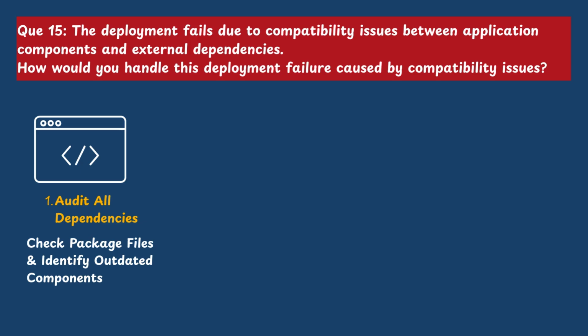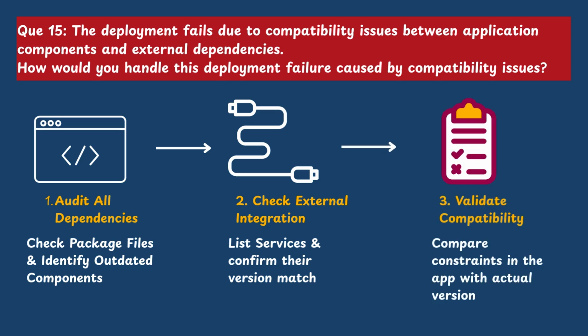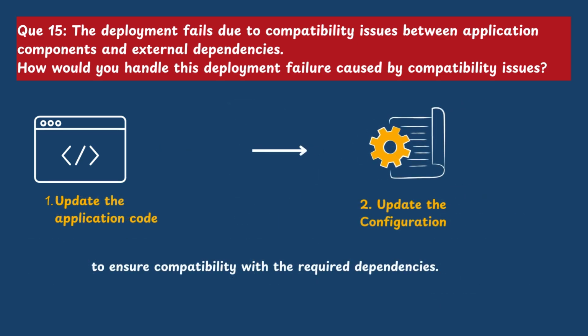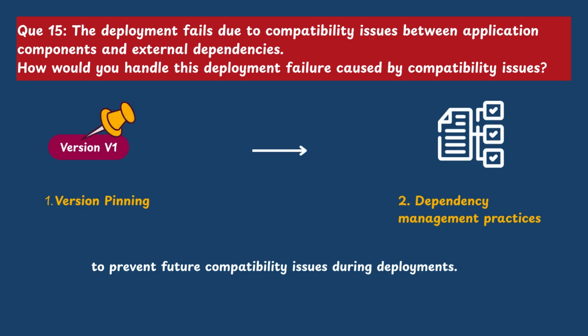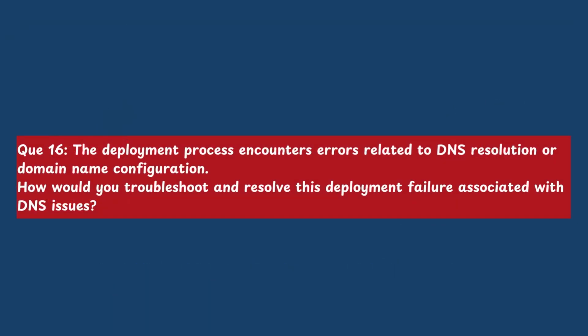I would review the application's dependencies and external integrations to identify any version mismatches or compatibility constraints. If necessary, I would update the application code or configuration to ensure compatibility with the required dependencies. Additionally, I would establish version pinning or dependency management practices to prevent future compatibility issues during deployment. Moving on with our next question.